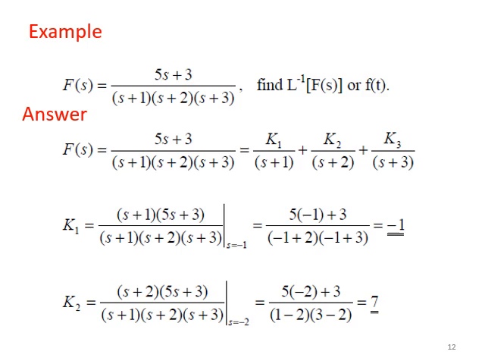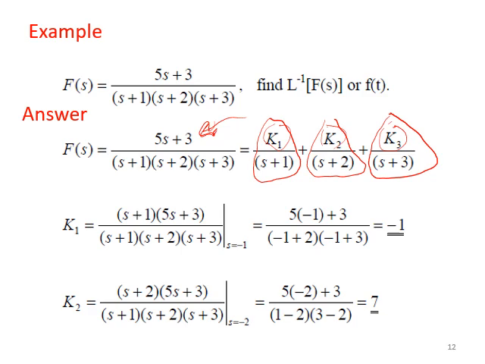So for example, in this function, f of s is equal to 5s plus 3 over s plus 1 into s plus 2 into s plus 3. So f of s here can be written as k1 over s plus 1 plus k2 over s plus 2 plus k3 over s plus 3. Now if I find the constants k1, k2 and k3, that means I am finding the equivalent to this function, which we can solve from the table directly. So how to calculate k1, k2 and k3?